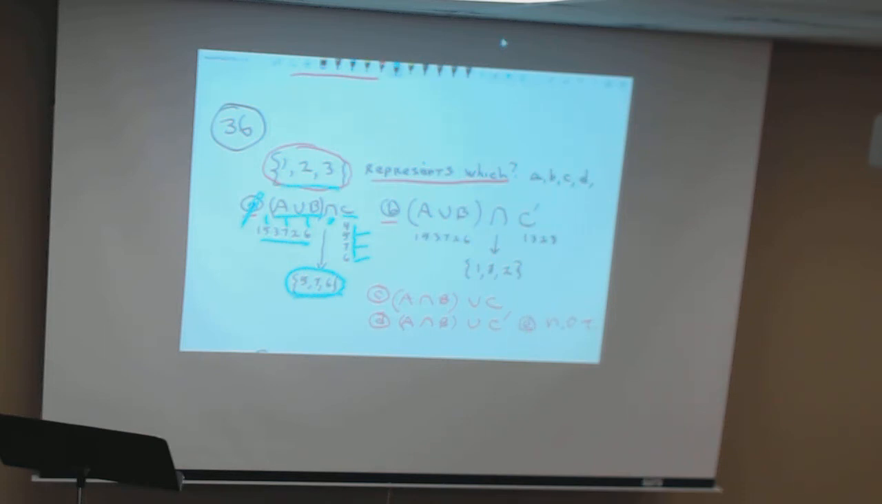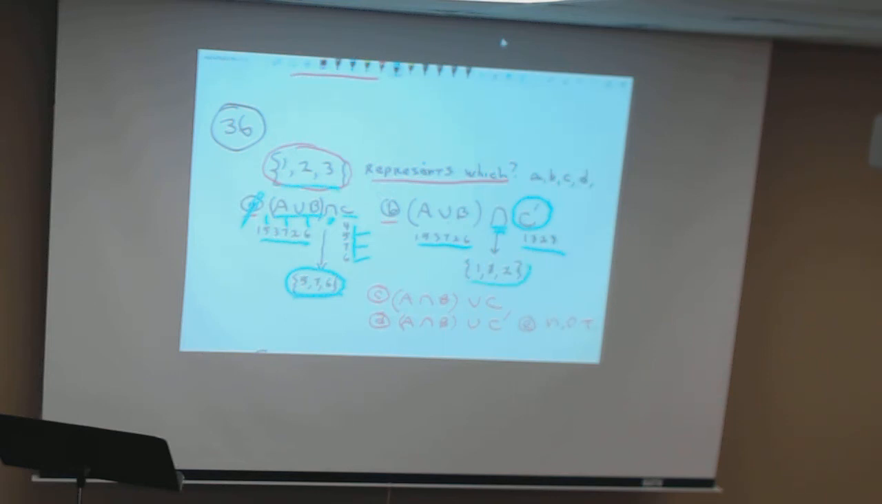So we go to B. What's A union B? Put A and B together: 1, 5, 3, 7, 2, 6. What's the complement of C? Well, put your finger on C so you can't see it, and what numbers do you see in the universe? 1, 3, 2, 8. And what's the intersection of those two?